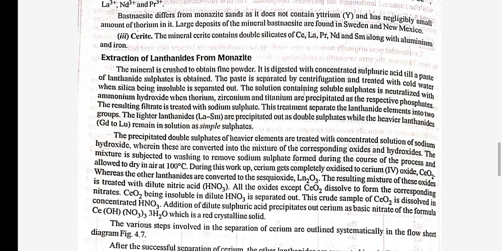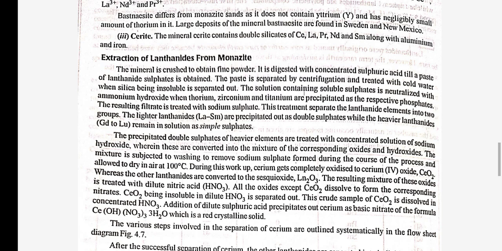The paste is separated by centrifugation and treated with cold water. Silica, being insoluble, is separated out, and the solution containing the soluble sulfates is neutralized with ammonium hydroxide. Thorium, zirconium, and titanium are precipitated as the respective phosphates, and the resulting filtrate is treated with sodium sulfate. This treatment separates the lanthanide elements into two groups. The lighter lanthanides are precipitated out as double sulfates, while the heavier elements remain in solution as simple sulfates.